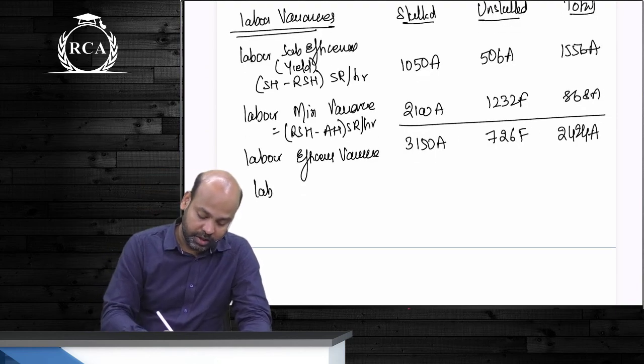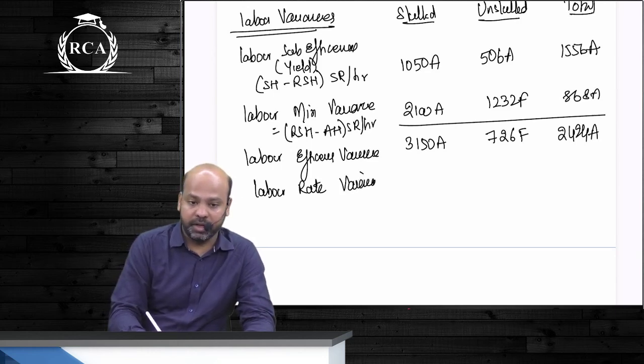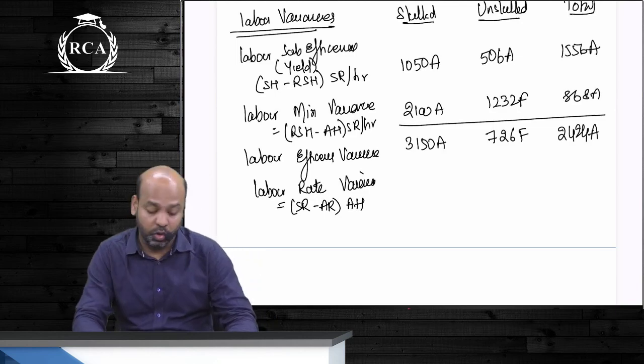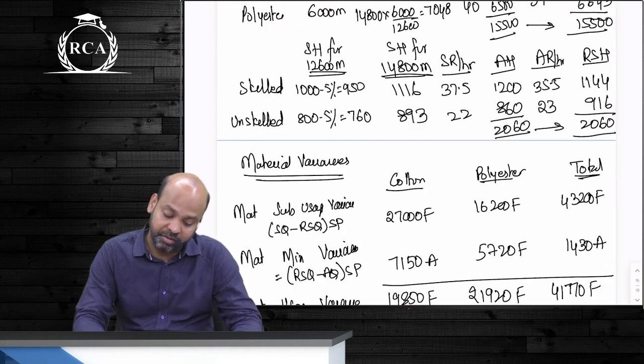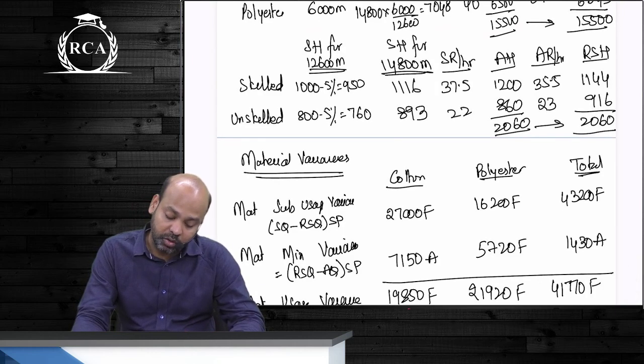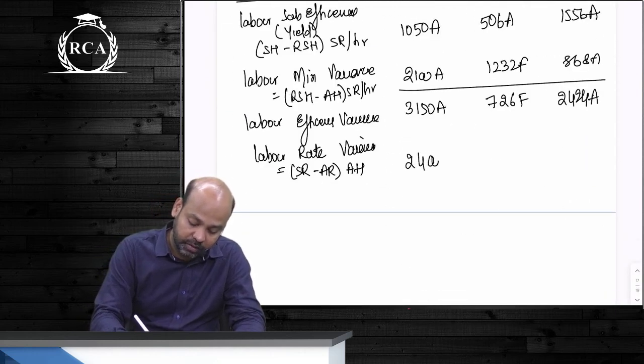Now to this you will add labor rate variance. What's the formula for labor rate variance? Standard rate minus actual rate multiplied by actual hours. You know standard rate, you know actual rate beta. We have written all of that in the table. You will multiply that by actual hours. For the first one 2400 favorable, for the second one 860 adverse.